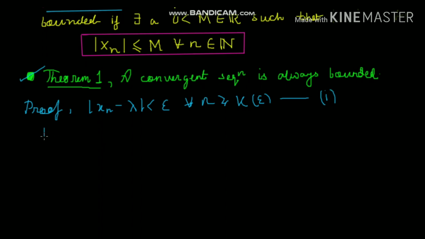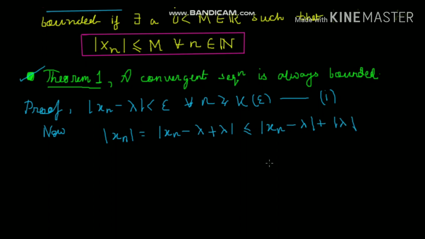But we need to show that x is bounded. How will you do it? So we need to show that mod of x of n is less than equals to m for all n belonging to natural. We do it like this. We can write mod of xn as mod of xn minus lambda plus lambda. Then we can apply triangle inequality to write that mod of xn is less than or equals to the mod value of xn minus lambda, plus the mod value of lambda, the basic triangle inequality.